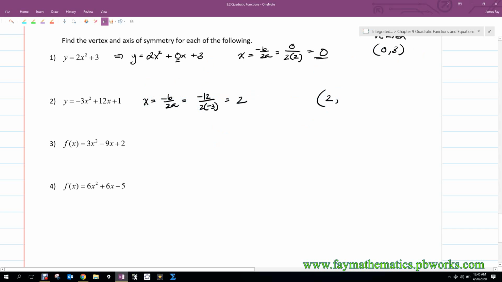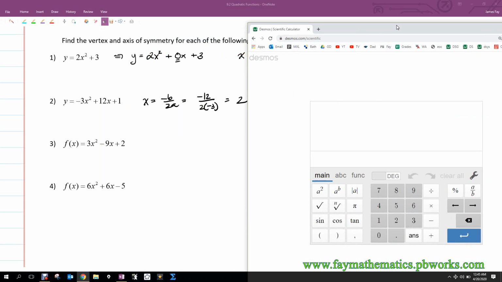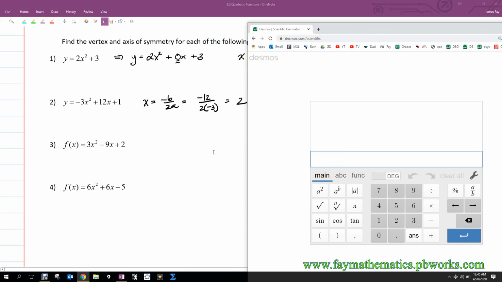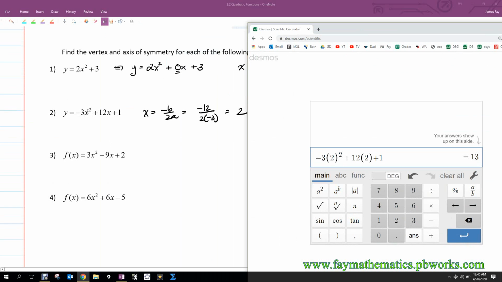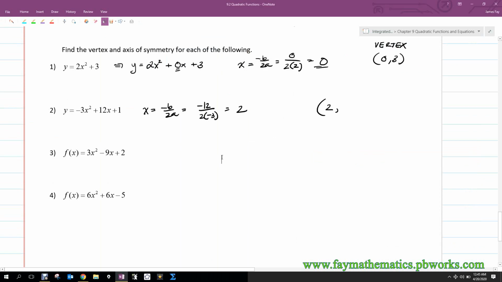Okay, something you guys can do to help quicken the substitution, we've done this quite a bit: I go negative 3, plug my 2 in, squared, plus 12 times 2, plus 1. So I'm just writing this function into Desmos. Instead of putting x in, I put the 2 in, and you see I get 13. So (2, 13). 13 will be the y value of my vertex. x equals 2 is my axis of symmetry here. x equals 0 was my axis of symmetry for the last one.